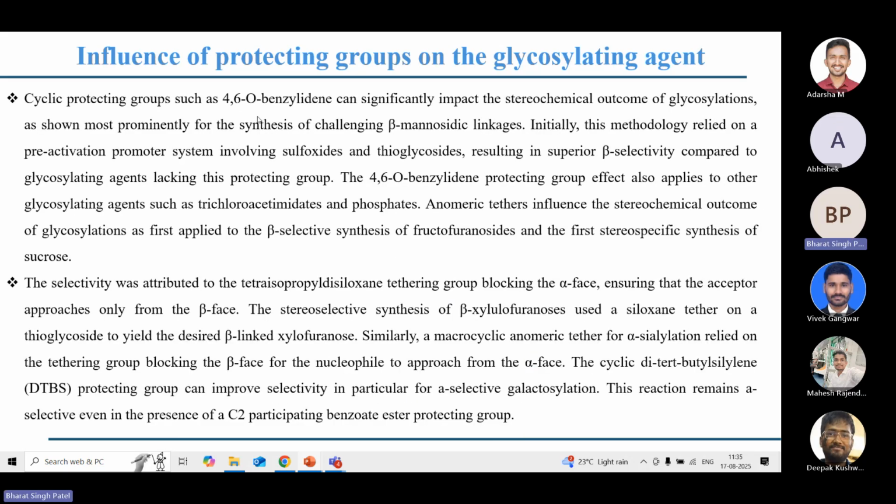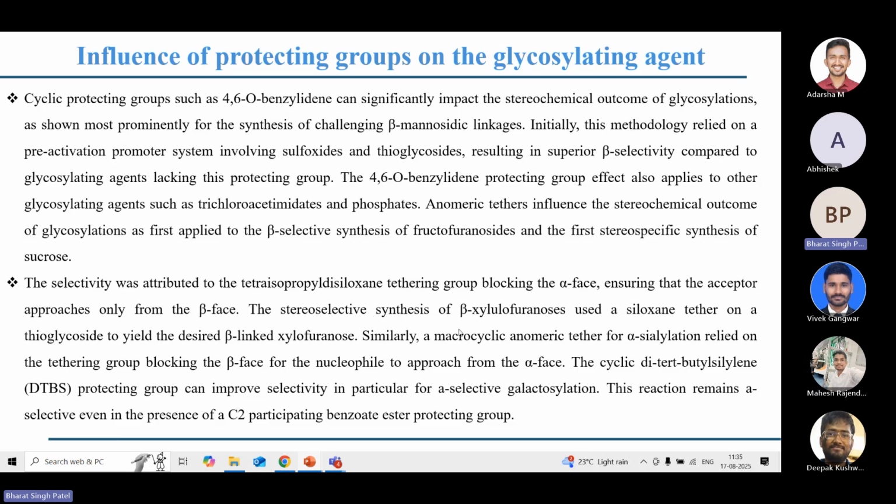Having a C4 and C6 O-benzyl group has steric as well as electronic effects on glycosylation, because even though it is an ether bond, it still has a steric effect, through which it will disarm the sugar and also alter the anomeric effect. But generally ether groups give beta-selective glycans or oligosaccharide synthesis.